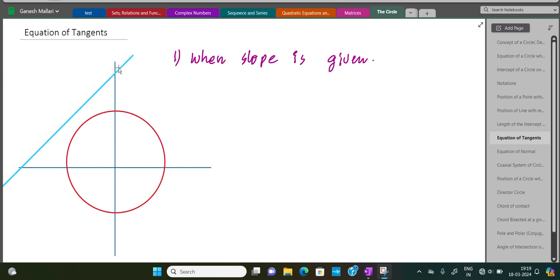So in this video, we are going to find the equation of tangents to a given circle with a given condition. So we are finding the equation of tangents means basically we are finding the equation of a straight line, and that should be a tangent to the given circle, okay, and with the given condition. So we will be having two types of condition here. So whenever the slope of the tangent is given, we need to find the equation of the tangent to a given circle.